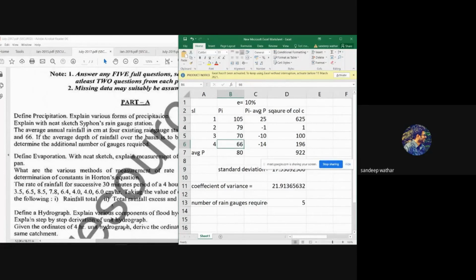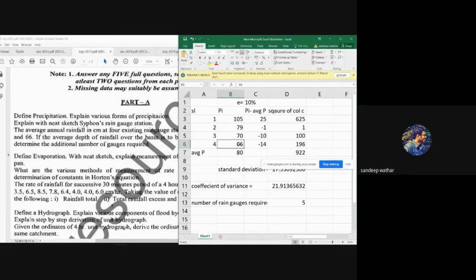Next column that I do right here is the Pi value, the rainfall at individual station, minus the average of rainfall. So 105 minus 80 will give you 25. Similarly, 79 minus 80 is minus 1. And similarly for the third and fourth stations also we are done. So this column represents Pi minus average of rainfall.